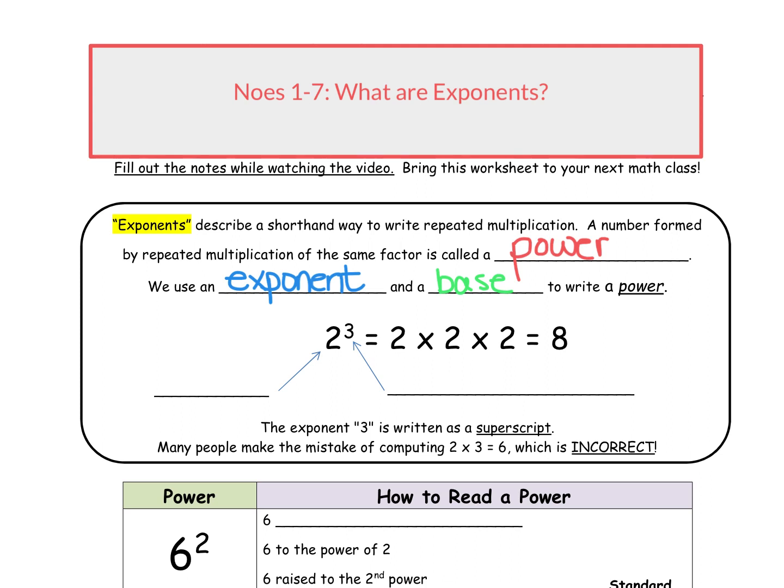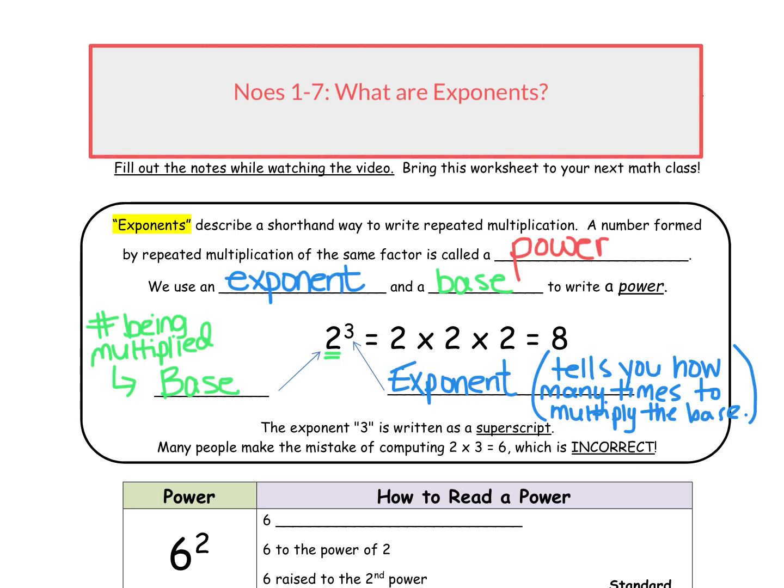Let's talk more about what those words mean. The 2 is the base, and that's the number that's being multiplied. The 3 is the exponent, and the exponent tells you how many times to multiply the base. So 2 to the third power means you're going to take the base and multiply by 2 3 times. 2 times 2 times 2, which gives you 8.